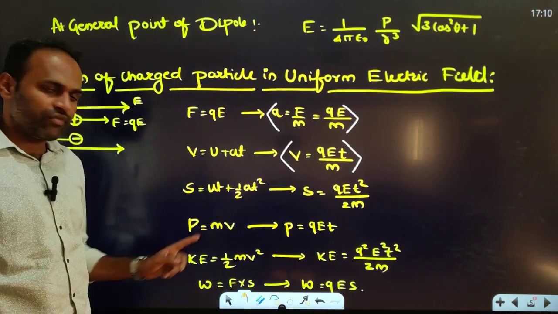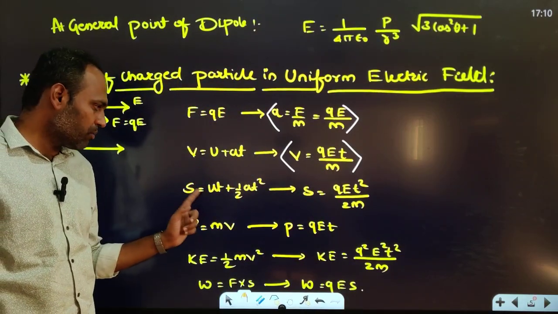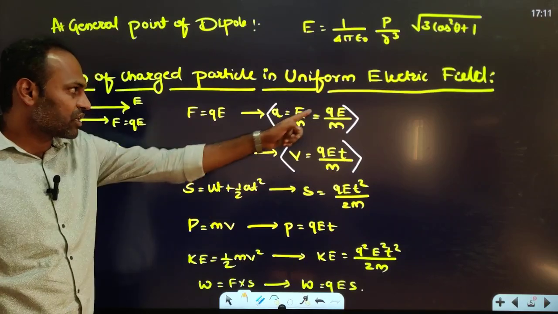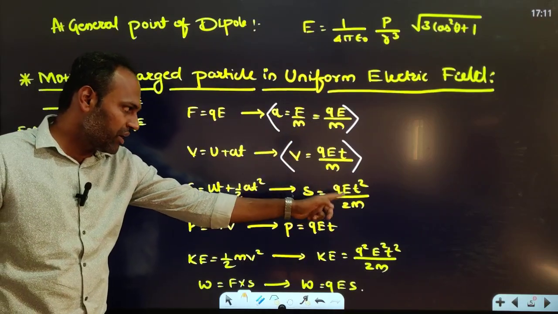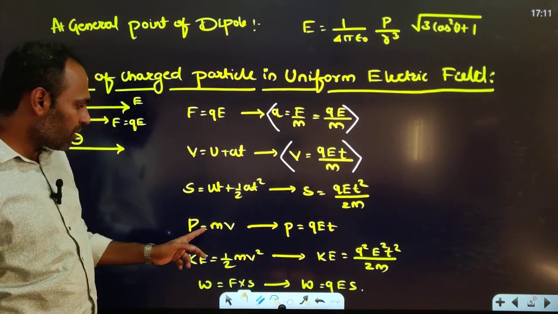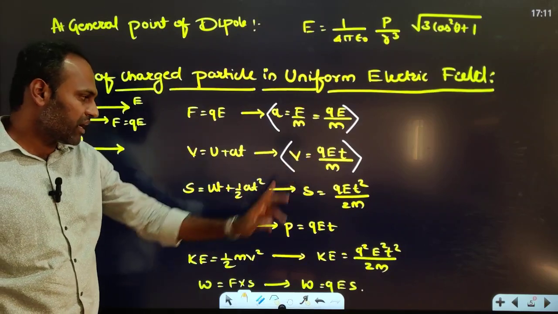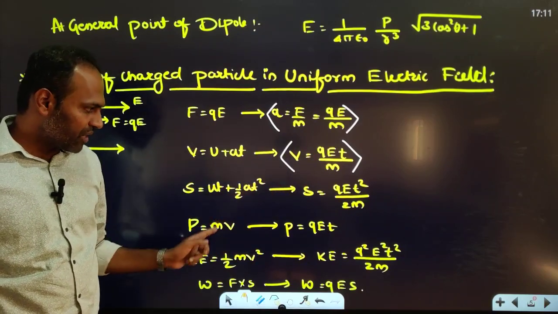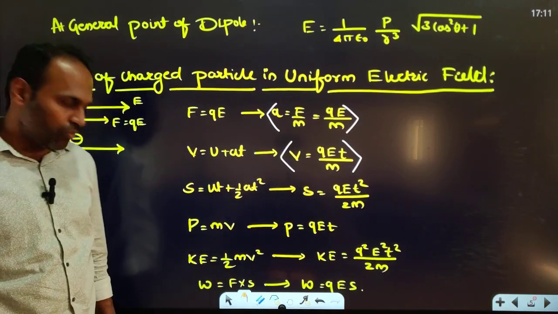Displacement, ut plus half at square. Initial velocity will be 0, this term becomes 0, half at square. A is QE by M. So half QE divided by M into T square. Momentum, M into V. V is QET by M. So M into V, M cancels, giving QET. This will be the momentum.